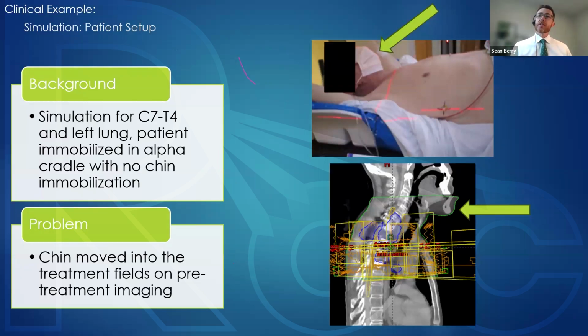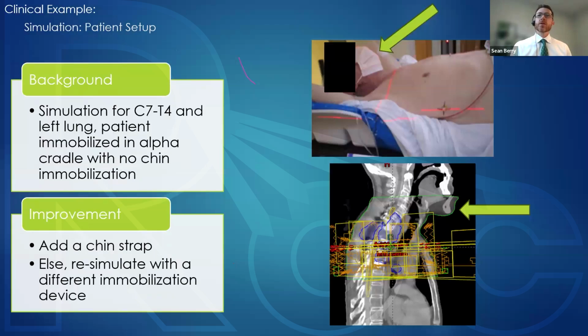So we're going to talk about this a little bit later too, but this is an example of external anatomy that's very mobile, and you want to keep an eye on making sure that's properly immobilized. So there's a couple of things that you could do in this situation. One is you could maybe use a chin strap to convince him to keep his head in the right position. Or if you're still nervous that the chin strap would give too much wiggle room and you're treating too close to the spine here, you may need to go back and re-simulate the patient with a different immobilization device, maybe a mask.